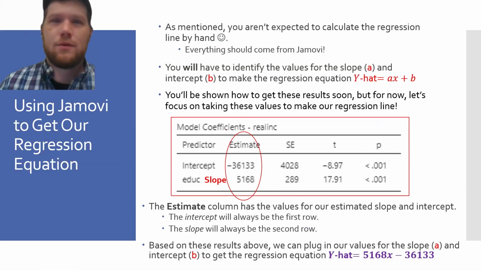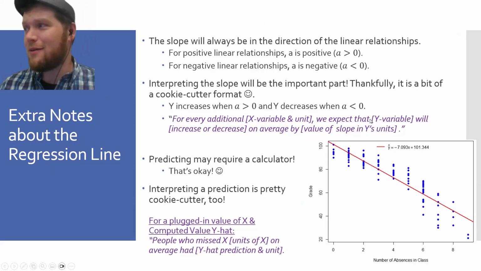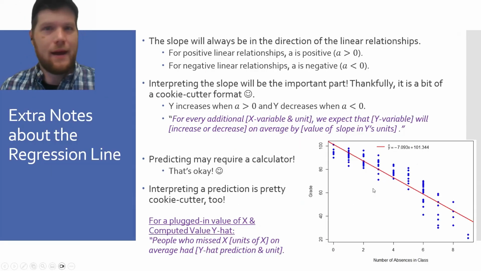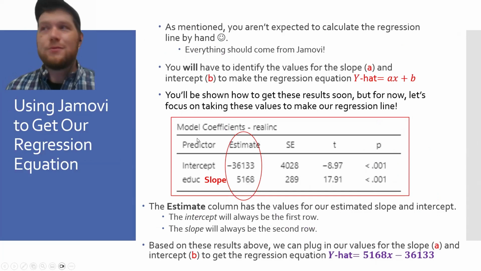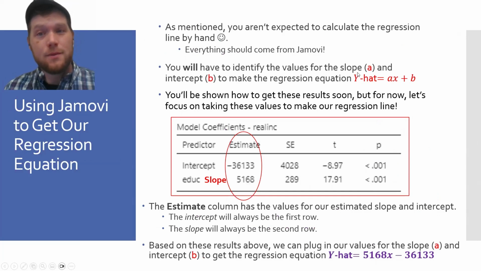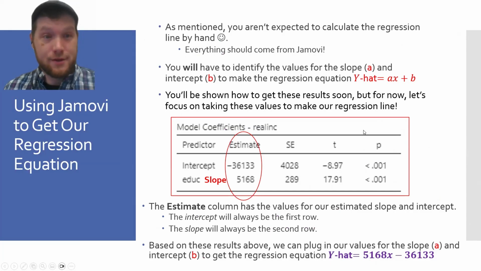Now, using Jamovi to get a regression equation, how do I get these numbers? You're not doing it by hand, not in this course. You're going to use Jamovi. You have to identify the values for the slope and the intercept in order to make the regression equation y hat equals ax plus b. You'll be shown how to do these results soon, but let's talk about it very briefly and focus on these values to make a regression line.